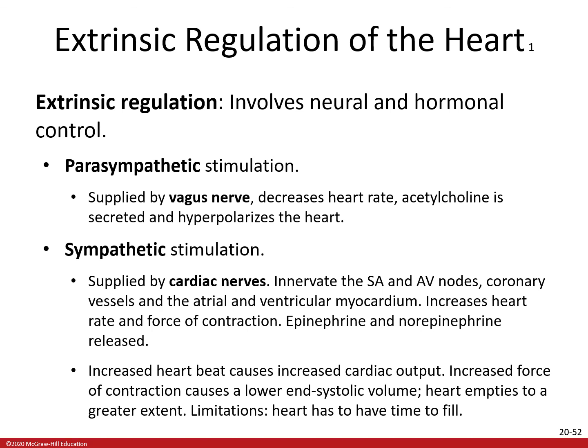It's going to also cause an increased force of contraction and cause a lower systolic volume. The heart is going to empty to a greater extent, and then the limitation of this is going to be that it has to have time to fill.